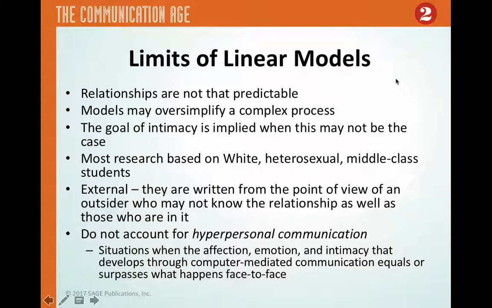But there's a lot of limits to these models. Relationships are not this predictable. Not any relationship follows this. It's not like we're in a relationship and you're like, okay, we're at stage 3 of this linear model. It's not that easy. They're oversimplified, and the process is too complex to make it that simple.